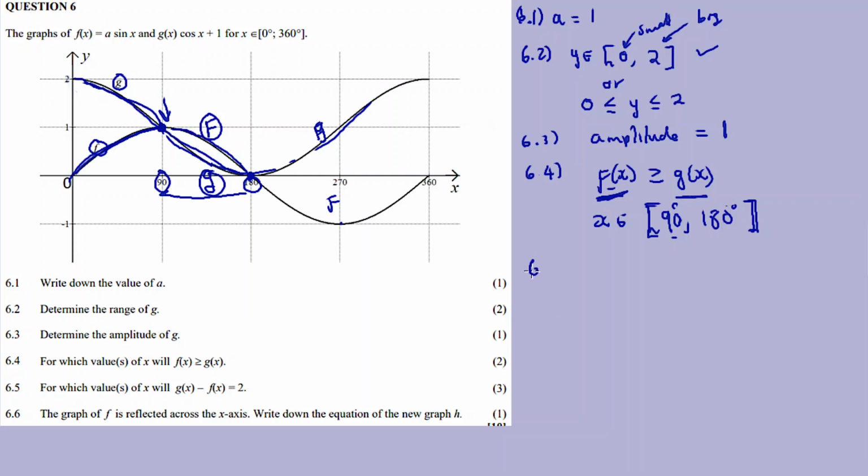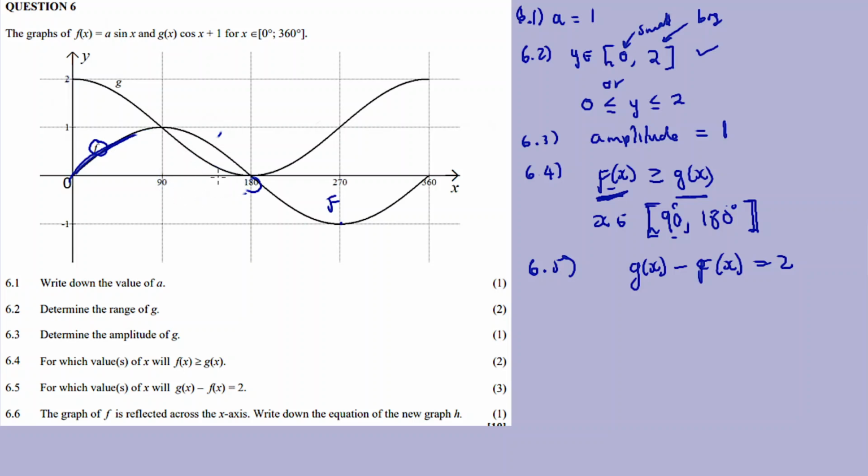Alright, 6.5 bafunani ke manje. G of x minus f of x is equal to 2. This is what we are looking for. Where g of x now subtracta nobani no f of x uthola ulokanje u2, uthola u2. Alright, bheka ke la.